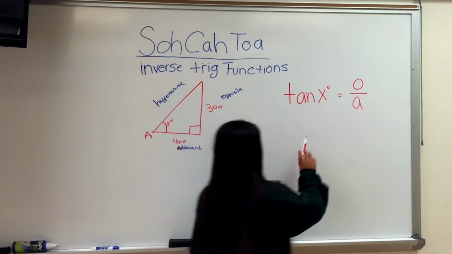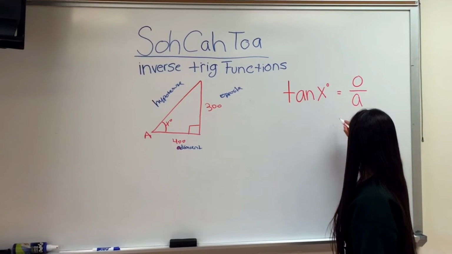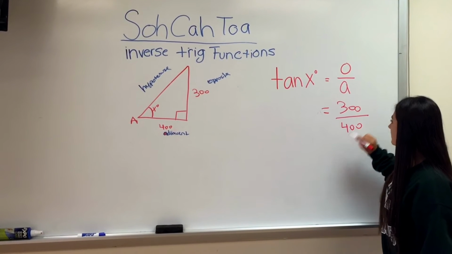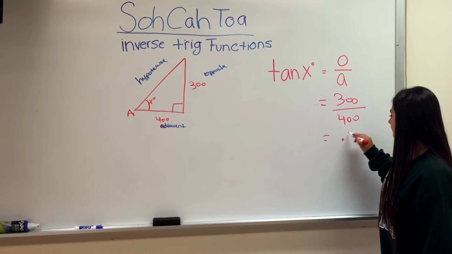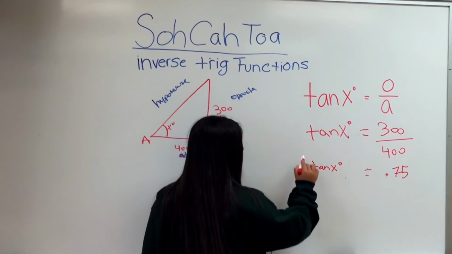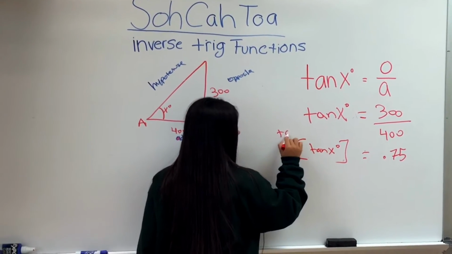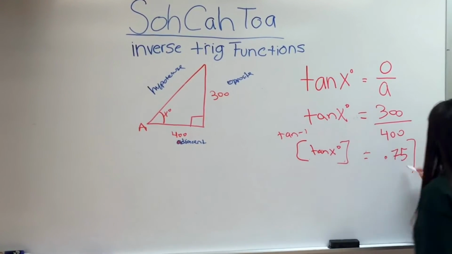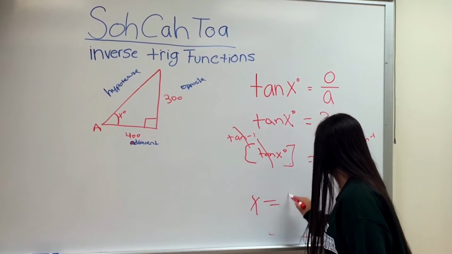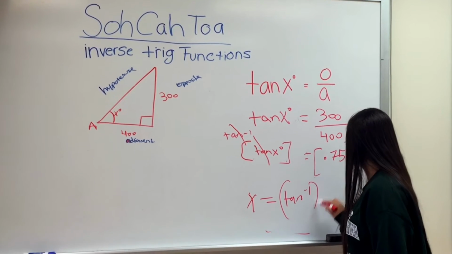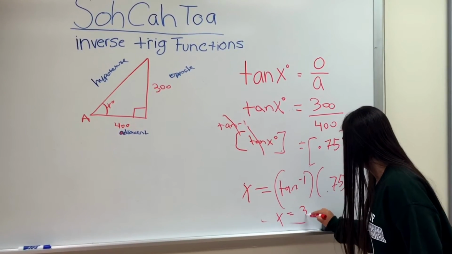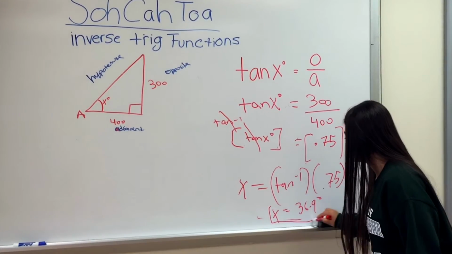To find tangent of angle x, we're going to do opposite over adjacent. So we know that our opposite equals 300 over our adjacent, which is 400. This ultimately equals 0.75. Since we want to get x alone, we're going to do the tan inverse on both sides. The tans cancel out, and you're left with x equals the tan inverse of 0.75. You plug this into your calculator, and you get x equals 36.9. And this is your final answer.